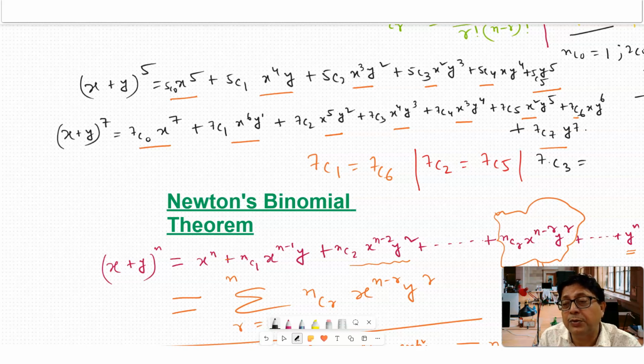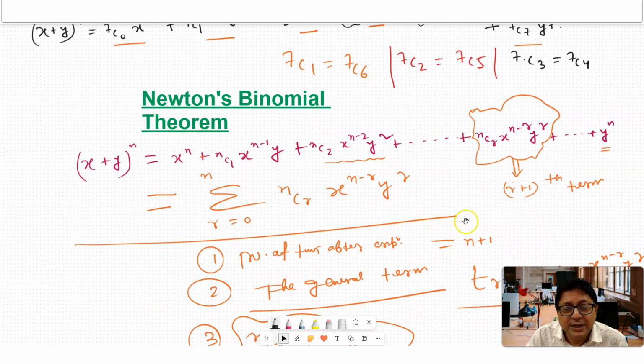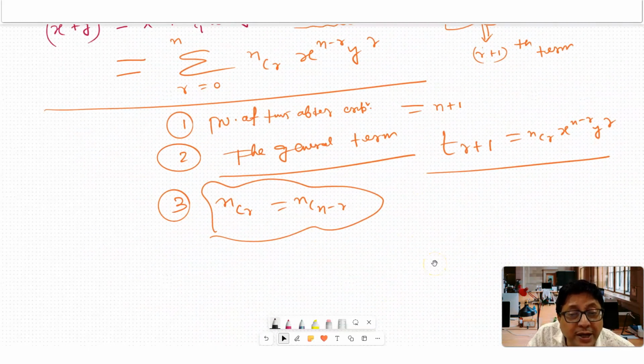7C3 equals 7C4. So the coefficient of equidistant terms: 7C3 is which term from the beginning? 1, 2, 3, 4. Fourth term, and the fourth term from the end is 7C4. They are equal. Why? Because nCr is nC(n minus r). Keep all these observations in your mind.